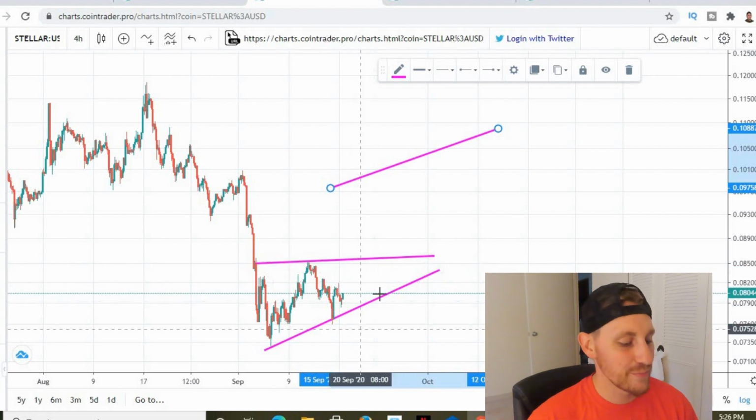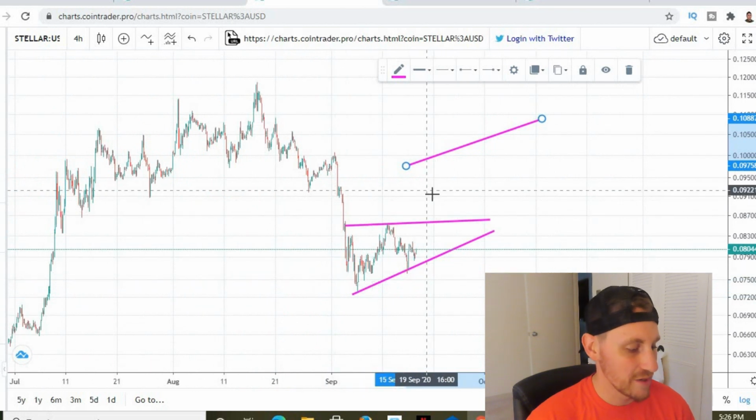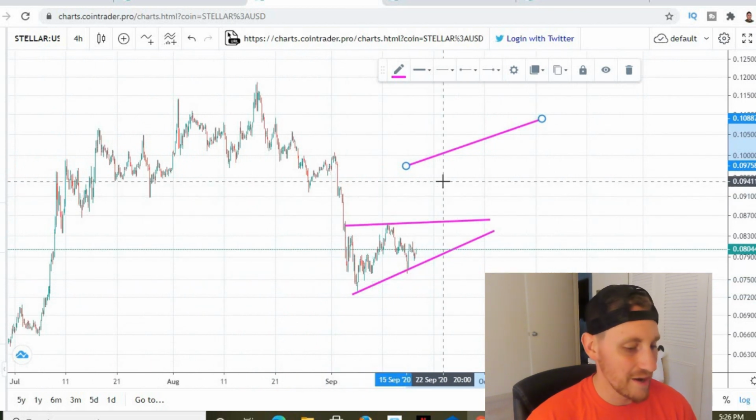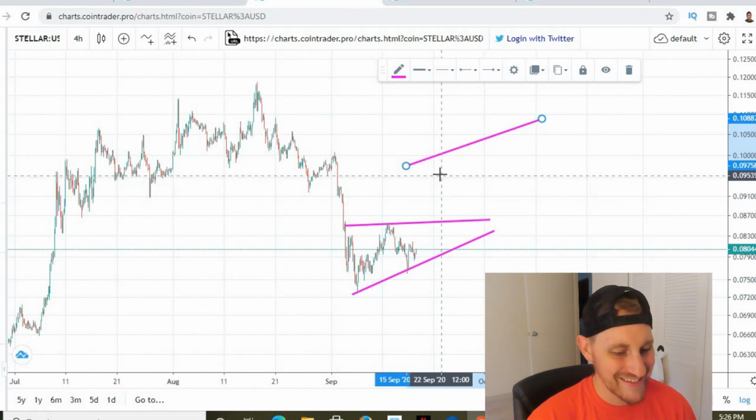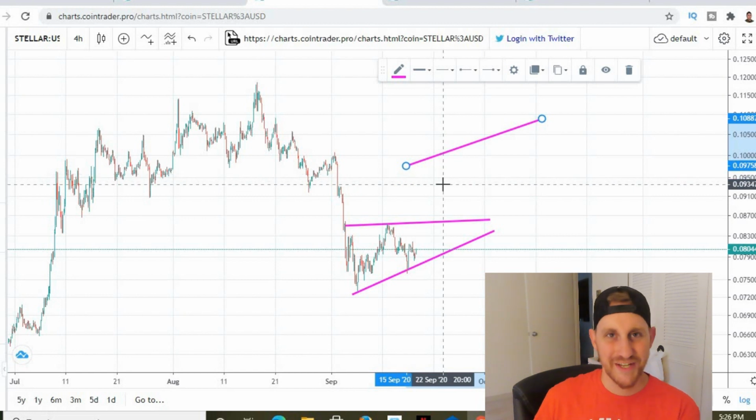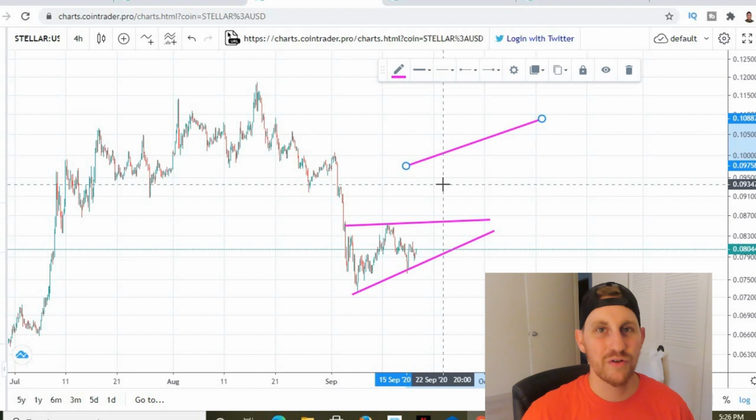But if we do end up breaking out, the measured move is right at the bottom of this consolidation, at about the 9 cents mark, right? That's where I'm seeing the breakout if we do break out of this ascending triangle, just exactly like Bitcoin broke out to the bottom of the last consolidation patterns, right? So that's just the quick look on the 4-hour that I wanted to touch on, guys.